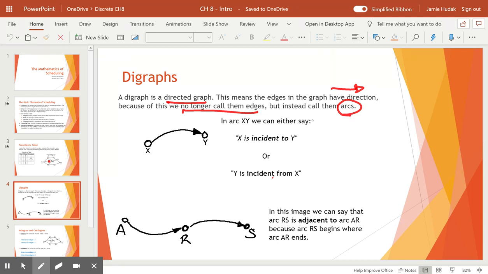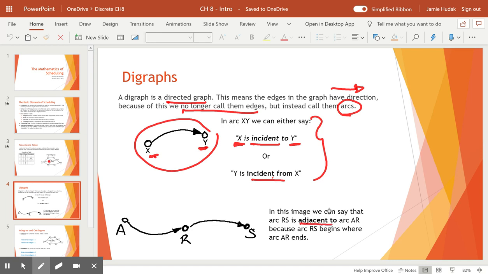And then we have some statements here because we want to know what it means to be incident to or incident from. So in this drawing, arc xy, you can say that x is incident to y because you travel from x to y, or you can say y is incident from x because the arrow comes from x to get to y. So it is the order that you start stating the letters as to whether you use the word to or from. Going from x to y, or I'm at y coming from x.